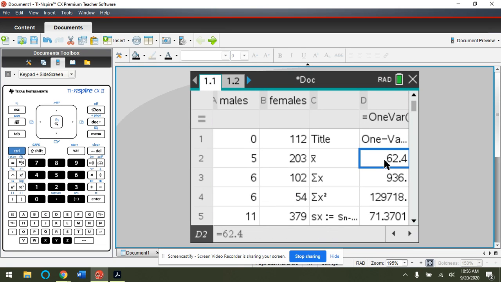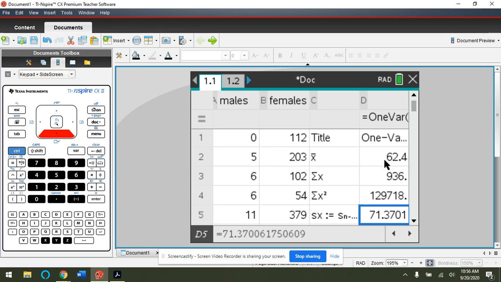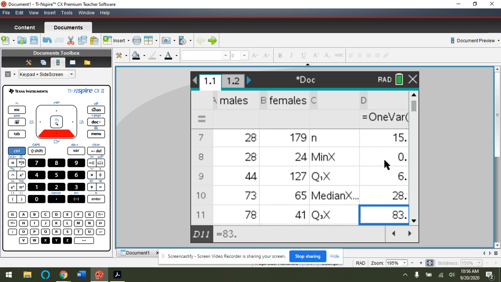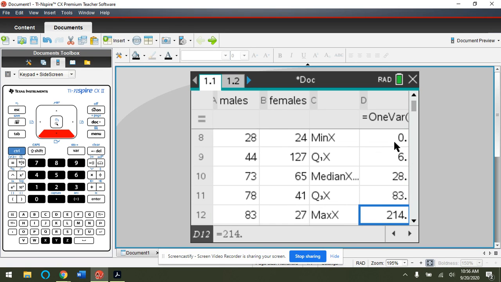So the average was 62.4 for the males. Okay, their standard deviation was 71, a really high standard deviation. But when you look, their data is really spread out from 0 to 214 text messages.